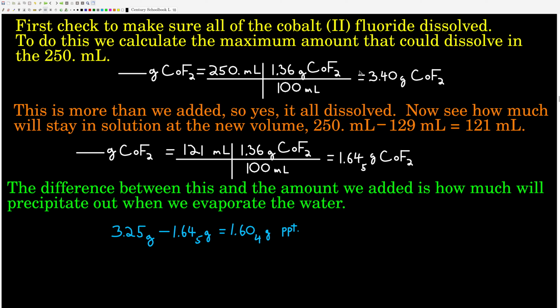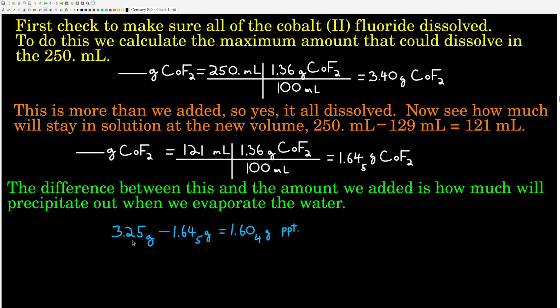So now that we know it all dissolved initially, now we're going to figure out how much solution we have left. So we evaporated out 129 mils, subtract that from the initial 250, and we see that we have 121 milliliters left. So now we do the same sort of calculation down here, only we see now how much cobalt-2 fluoride will stay dissolved in that smaller amount of solvent, the 129 mils. So same idea, it ends up that about 1.65 grams of cobalt-2 fluoride will stay in solution, that's the saturated solution. Everything else will precipitate out.